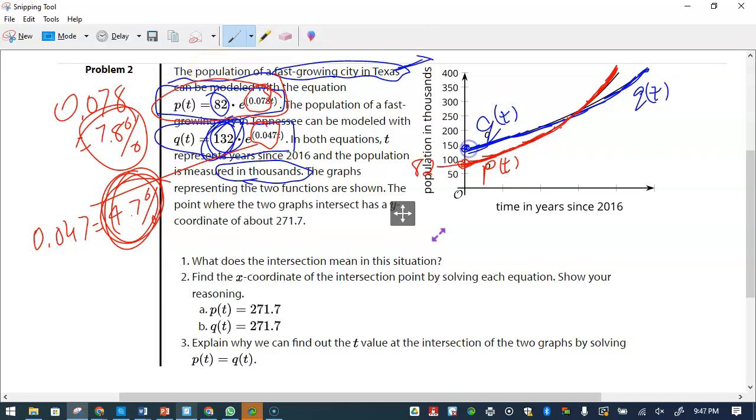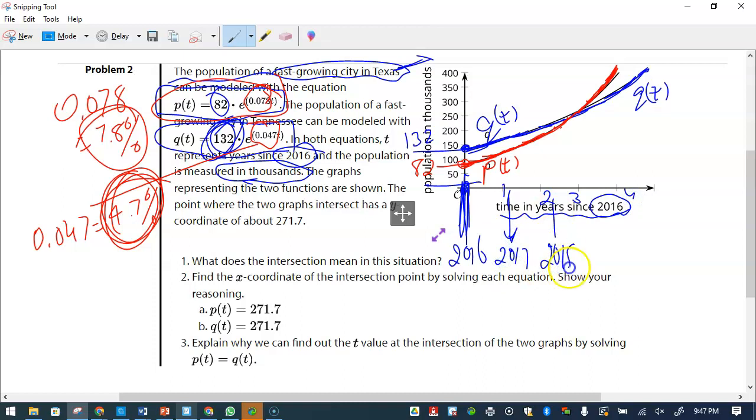So in the beginning, the population of Q, the blue, was more. It was 132. This is 132. So they measured the population in a certain year, in 2016. Zero means 2016. That's where it starts. And there it is, time in years since 2016. Then this is 1, this is 2, this is 3, this is 4. Basically, this means 2017, this means 2018, this means 2019, and so on.